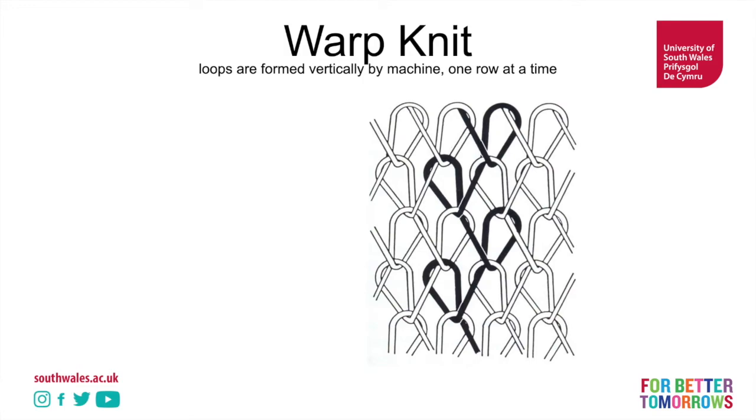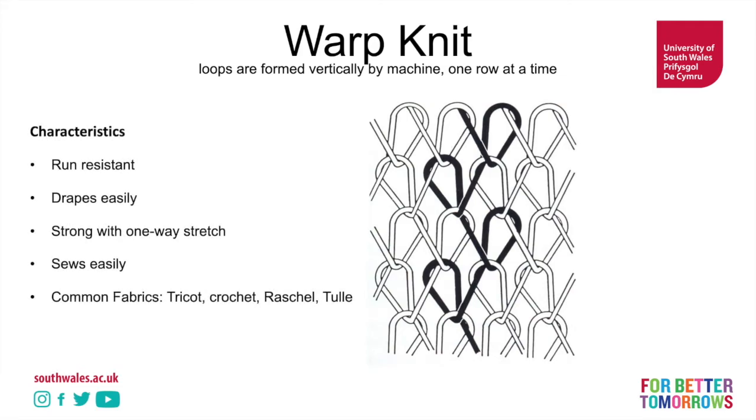Next, we have a warp knit fabric. Now you can see that the knit is created using the warp thread as opposed to the weft thread that we saw on the last one, and it grows that way. It grows from top to bottom, lengthwise. It is really run resistant. It drapes very easily. It's got a strong one-way stretch. Now that's important. If you can see, this will stretch this way, but not this way. So it's great for something requiring stretch one way, but not in the other.